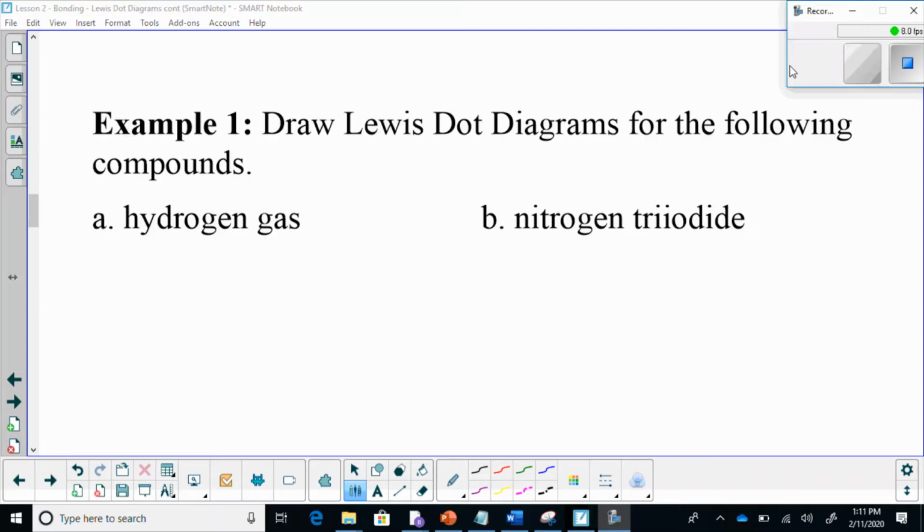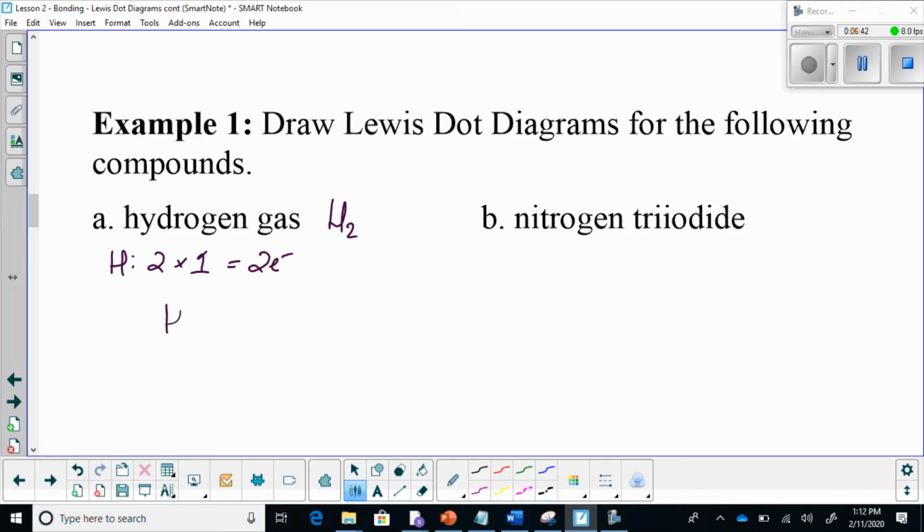Okay, so let's do this example. Draw a Lewis dot diagram for the following compounds. Hydrogen gas, the chemical formula for hydrogen gas is H2, okay? There are 2 atoms of hydrogen with 1 valence each. That's 2 electrons. There is no central atom in this one because there's only 2. So if we were asked for a central atom, we would say no central atom. Okay? The 2 hydrogens bond together. Both of them have their duet complete.